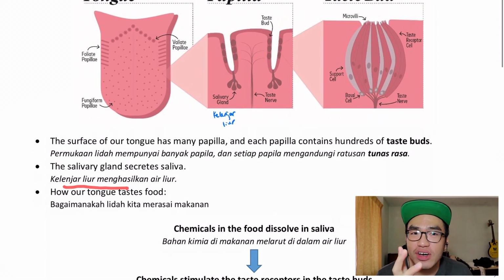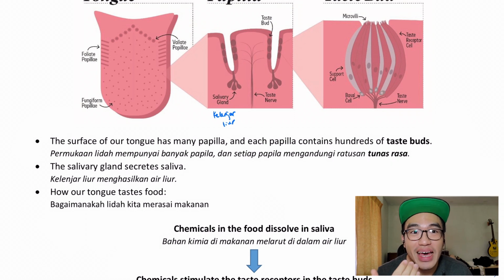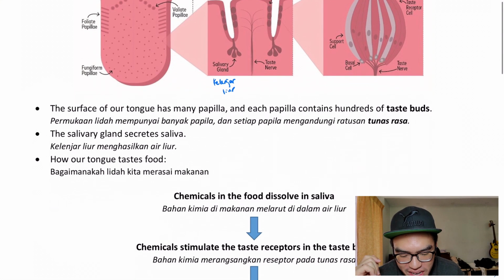So what is the function of your saliva? Your saliva has 2 functions. Number 1 is to dissolve your food so that they can stimulate your taste bud, which we will get into later. And your saliva also contains enzymes. What is that? We will have to do that in another video. Alright, so how our tongue tastes food.